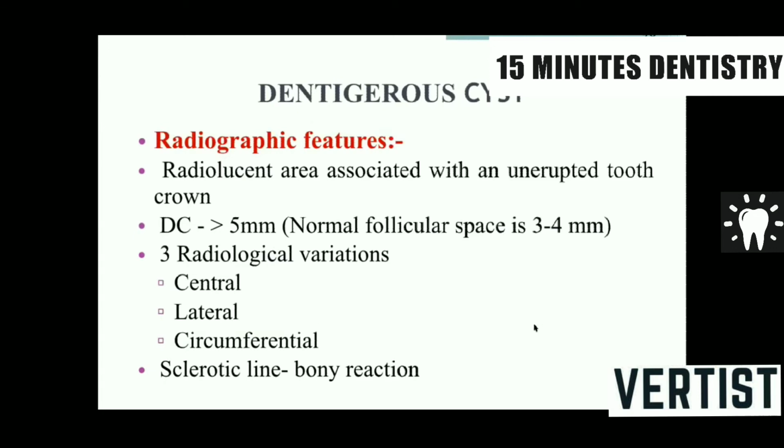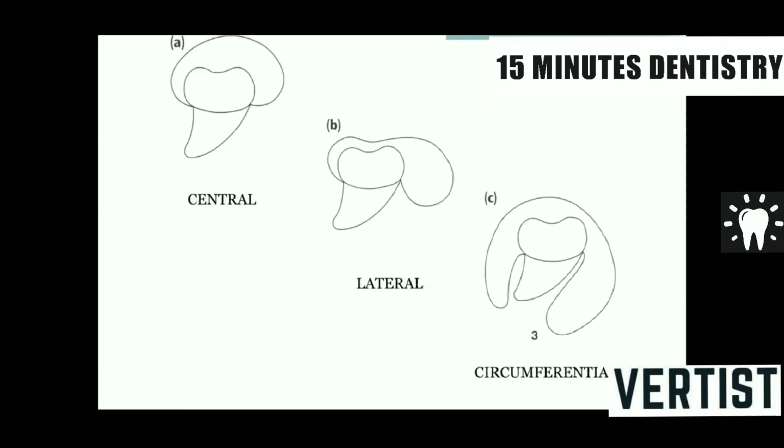There is radiolucency associated with the crown, and this radiolucency should be greater than 5 millimeters to call it a cyst. If it is less than 5 millimeters, then it could be a normal follicular space found around the unerupted tooth. There are 3 radiological variations of dentigerous cyst: central, lateral and circumferential. So let us see what they are.